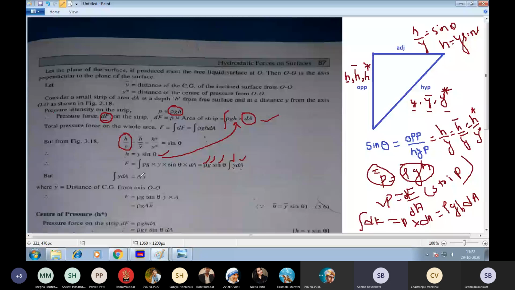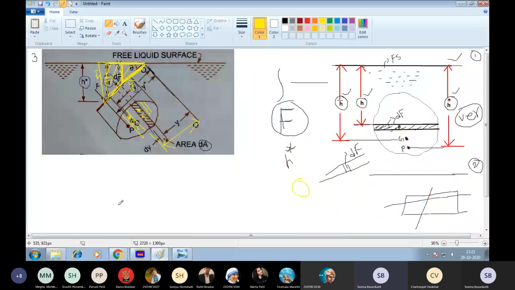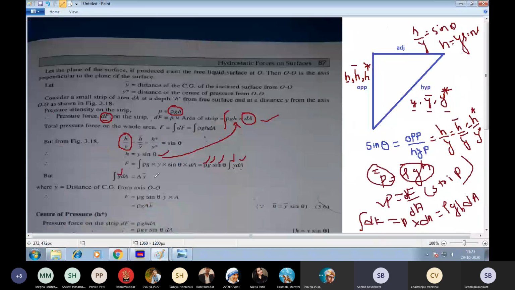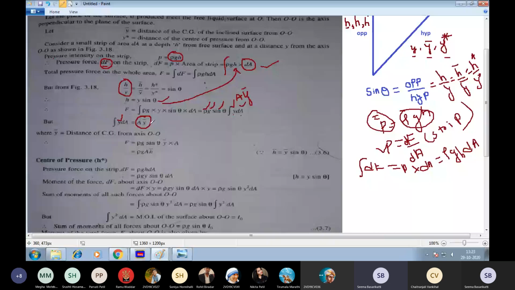Simultaneously, when you integrate y, since the center of gravity is considered here, while calculating the force F, that is the total pressure, you need to consider this center of gravity. So therefore, I am going to replace y as y bar. Now this particular term is equated as A into y bar. So now the equation will become rho g into sine theta. This was constant. After integrating y into dA, you are going to obtain y bar into A.